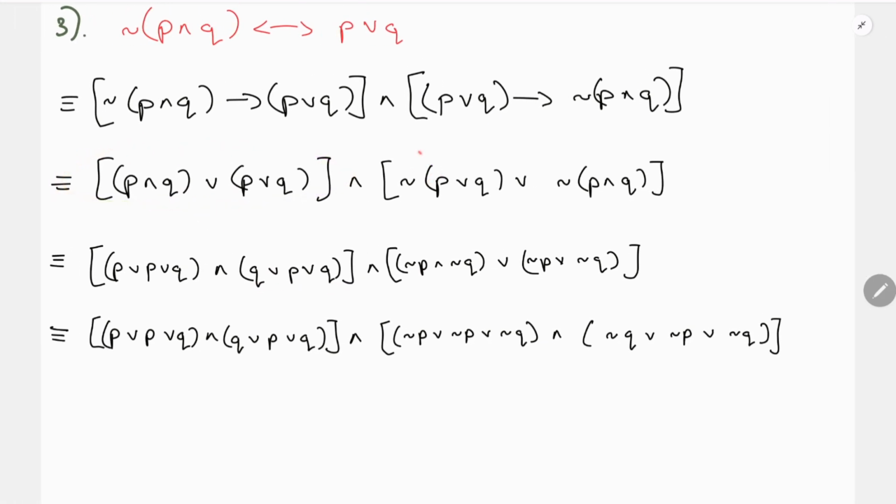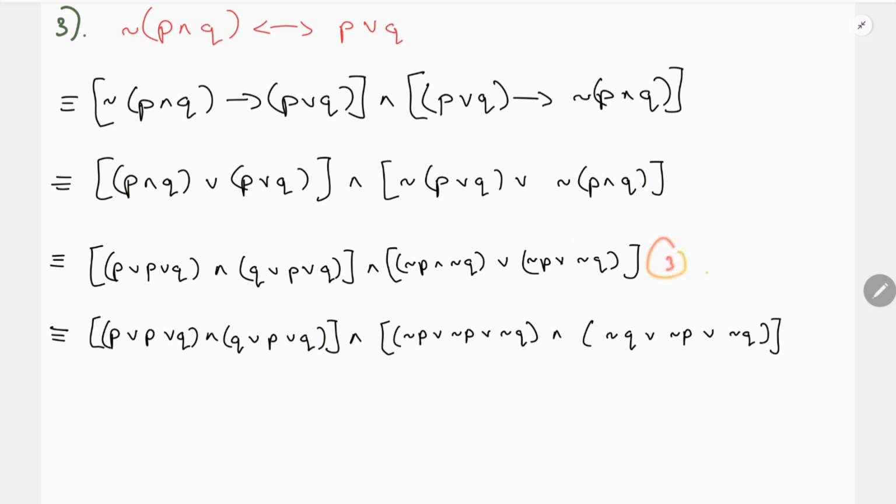Now we will see this part, and in this part we applied De Morgan's law. In De Morgan's law we gave this negation to both of these variables, and by giving this negation we have to replace the conjunction with disjunction. Okay, we know De Morgan's law now. The same way we did here: we gave this negation to both of these and changed this conjunction to disjunction.